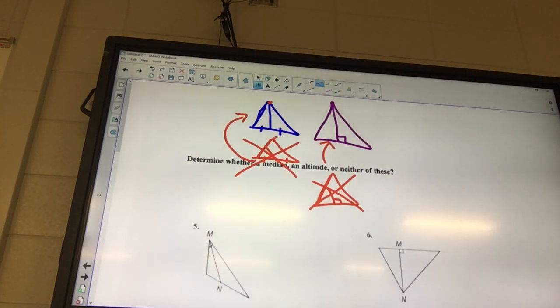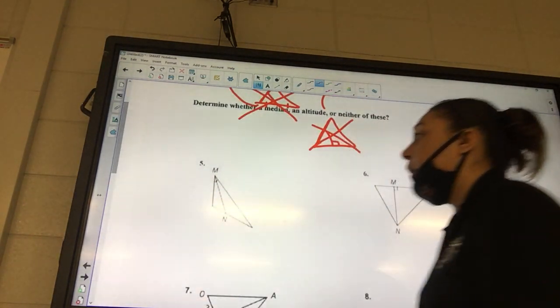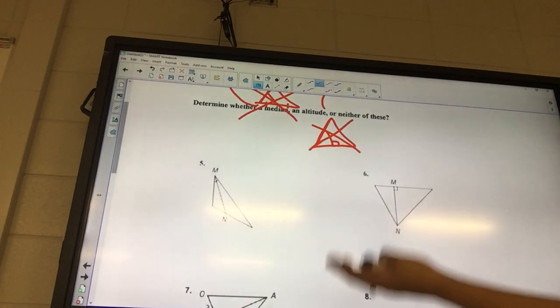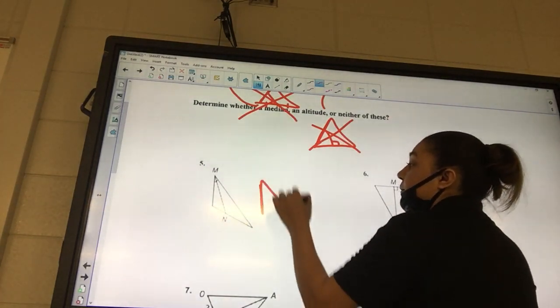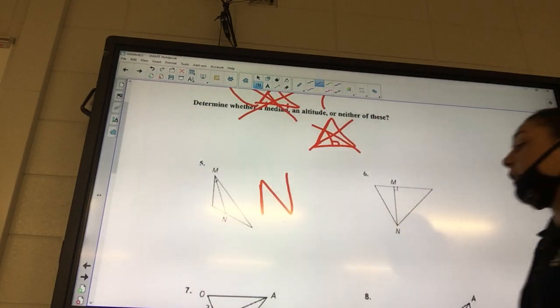So number 5, it's a triangle. Does it have tick marks? No. Okay, does it have a right angle? No. So is it going to be a median, altitude, or neither? Neither. Okay, and you don't have to spell out the whole word there. I'll start with the different letters.